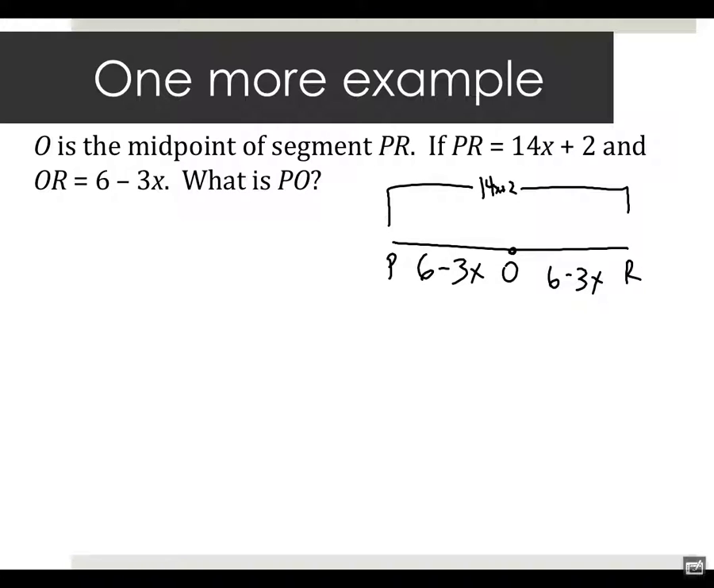So if you want to solve the problem like we did last week, you could add up the two small pieces together and set it equal to the big one. 6 minus 3x plus 6 minus 3x is equal to 14x plus 2. Solve. Easy peasy lemon squeezy. However, if you were feeling saucy, let's suppose I couldn't figure that out, and I just want to use that, what other equation could I set up?